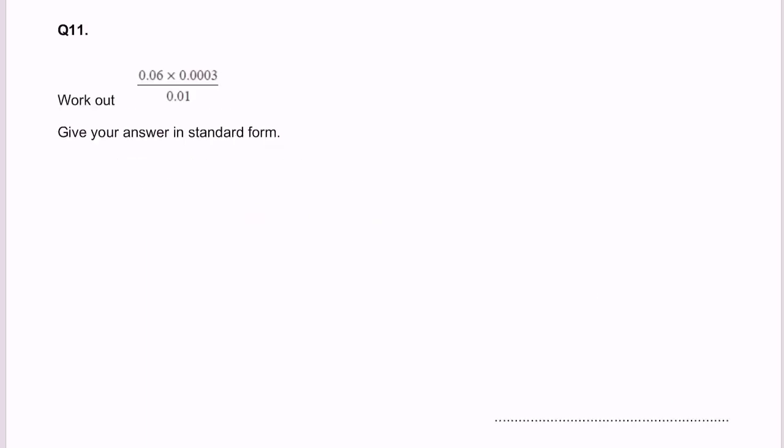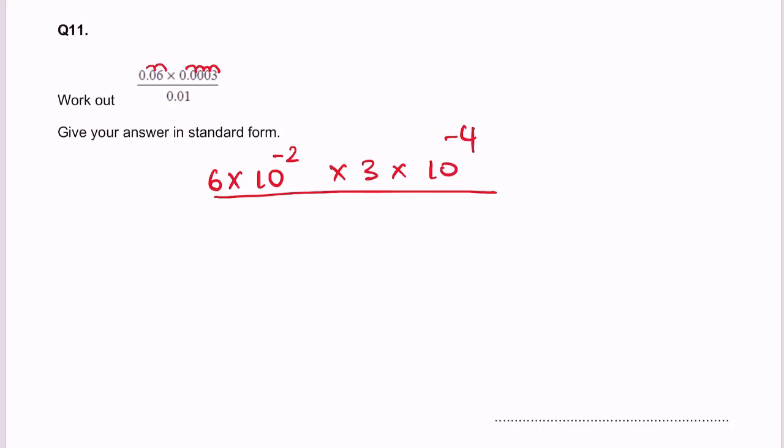Question 11, work out 0.06 times 0.0003 divided by 0.01. For ease of calculation, I'm going to change them from ordinary form into standard form. Let's change the numerator. That will give us 6 times 10 to the power of minus 2, moving the decimal 2 places. Times 3 times 10 to the power of minus 4. And the denominator is 1 times 10 to the power of minus 2.